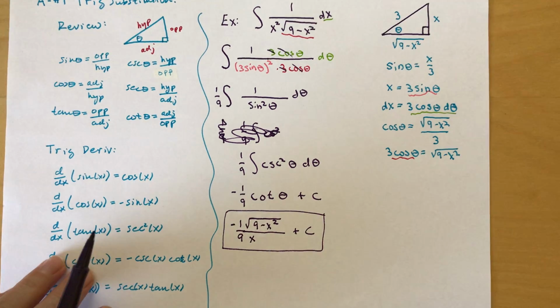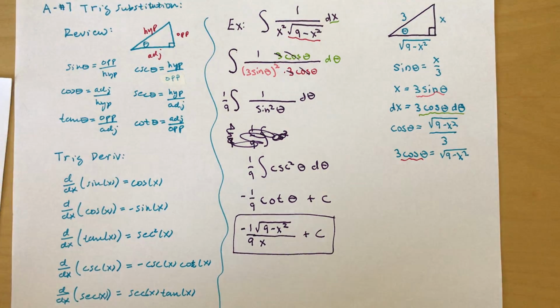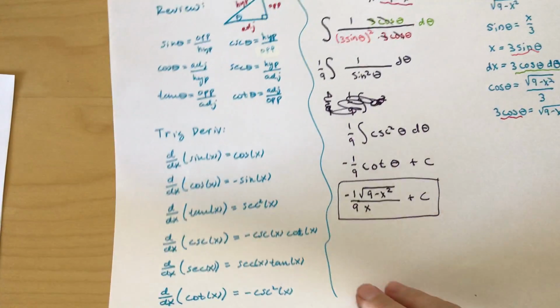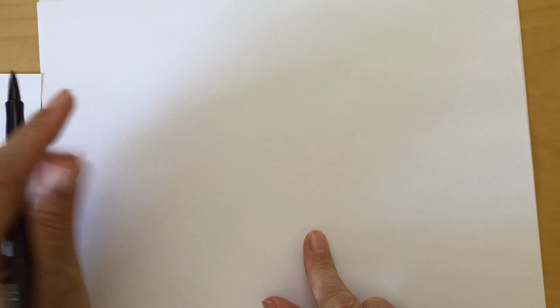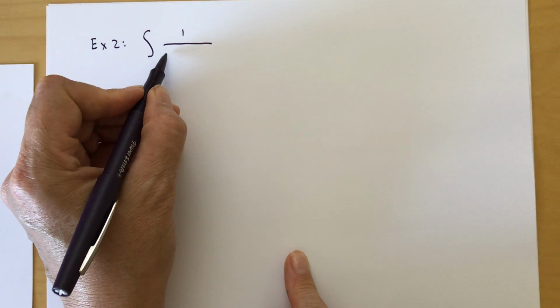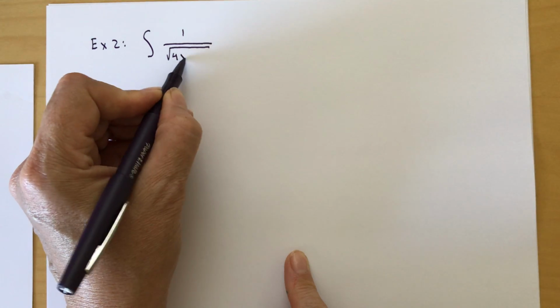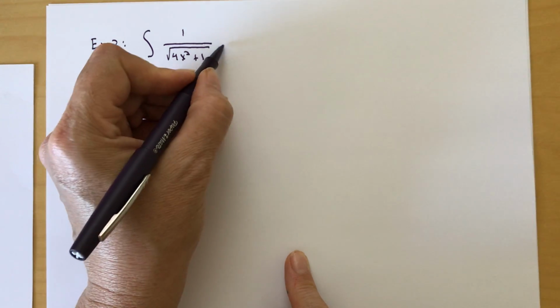All right, I'm going to get one more example in this video, and there we go. So example 2 is the integral of 1 over the square root of 4x squared plus 1 dx.